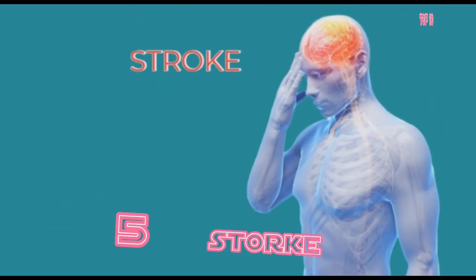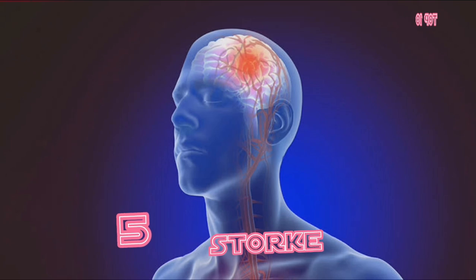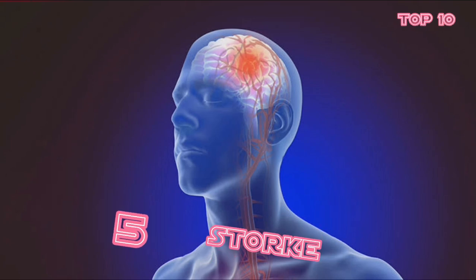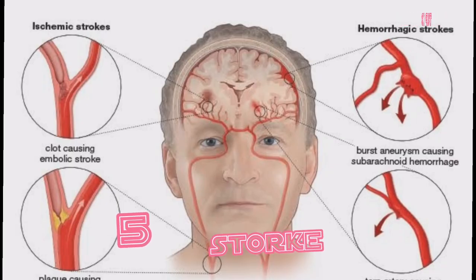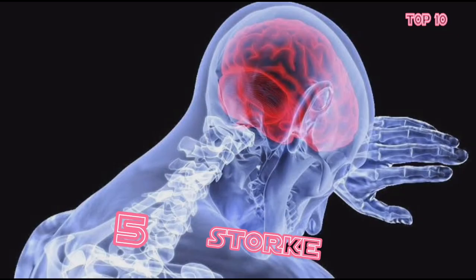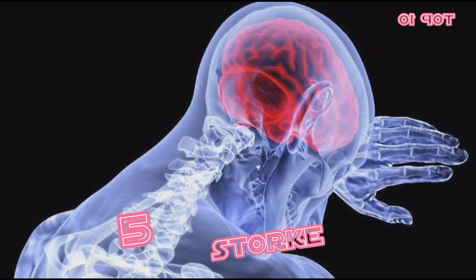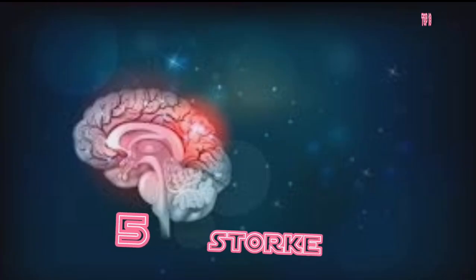Number 5. Stroke. Number of deaths each year, 5.5 million people. Another common and dangerous disease among human bodies. A stroke happens when the blood supply is disrupted inside the brain. Stroke can happen anytime, even within sleep. Stroke is the major cause of disability for adults. More than 795,000 people died due to stroke.